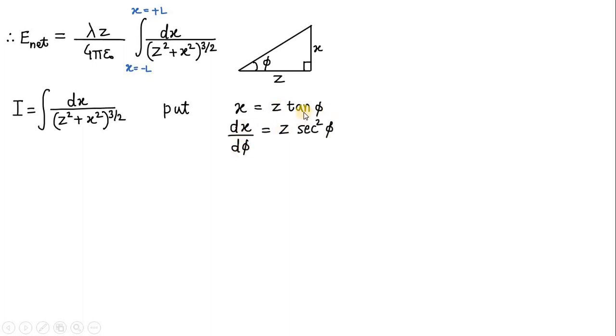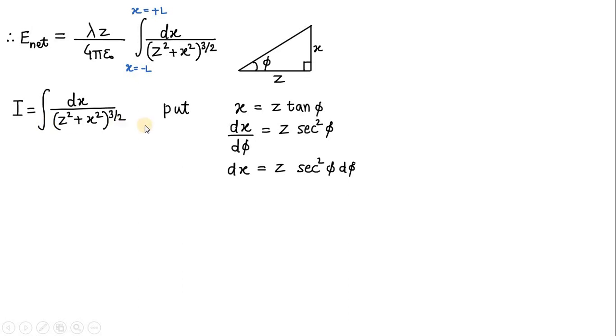Z is a constant. Differentiation of tan phi is secant square phi. Now what we do next, cross multiply d phi on the right side. You get dx is equal to z into secant square phi d phi. This we are going to substitute here in place of dx.